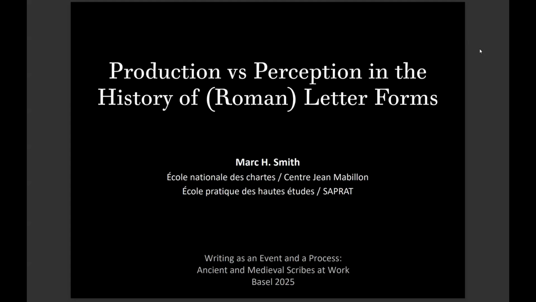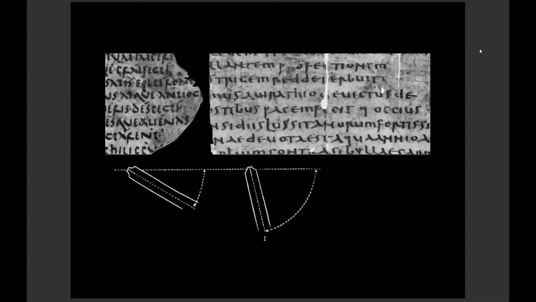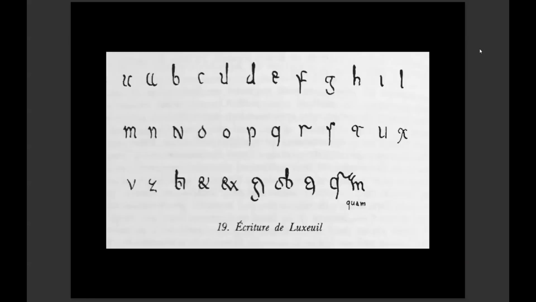So one thing is, oh yes, I should have shown that earlier. This is about the way Malon described the effects of the pen angle on the distribution of thick and thin strokes, which works with a metal pen, but would also work with a reed pen and so on.